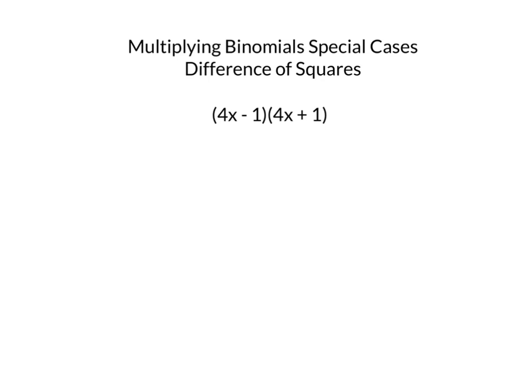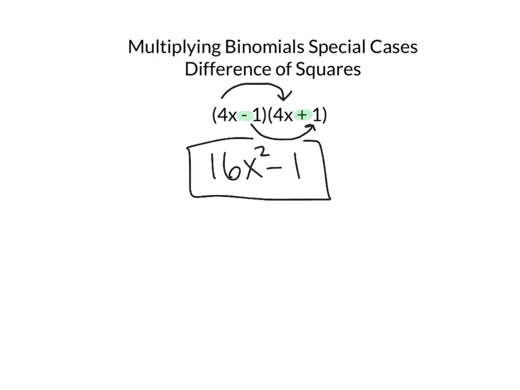In my last example, again, I'm going to look at my binomials. I see I have the quantity 4x minus 1 and the quantity 4x plus 1. These look the same except for one is addition and one is subtraction. So I'm going to start by multiplying my 4x times 4x, which is 16x squared. Then I'm going to take the negative 1 times the positive 1, which is negative 1. And that is all there is to it when you're multiplying these binomials that are a special case. I hope this has been helpful.